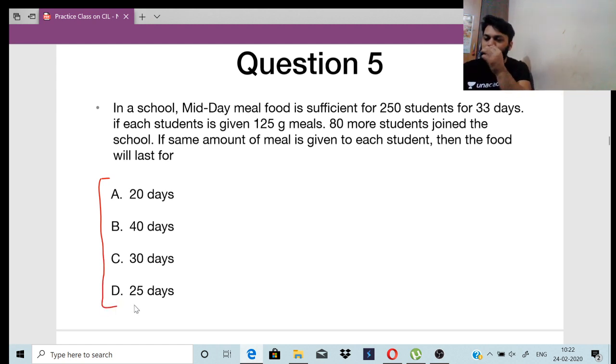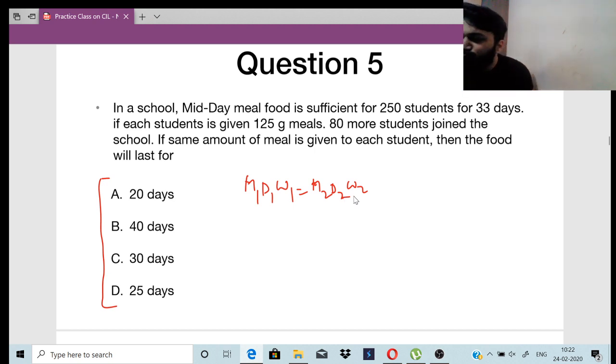Use the work efficiency formula, right? M1 D1 W1 is equal to M2 D2 W2. Use it, and you'll get the answer in just 30 seconds. The 125 gram meals is going to be the same on both sides, so work W1 equals W2, the same, okay?